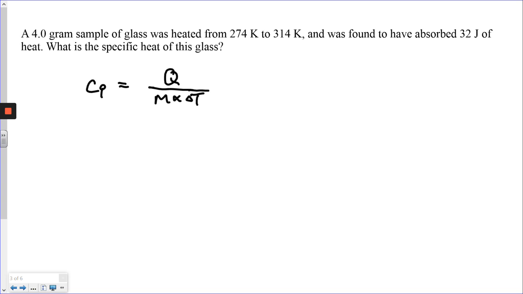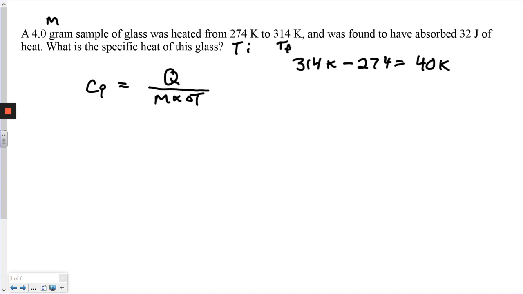So if I read my problem, we have a 4-gram sample, there's my mass, was heated from 274 Kelvin to 314 Kelvin. So remember, delta T is always going to be temperature final minus temperature initial. So 314 Kelvin minus 274 Kelvin. And that equals 40 Kelvin.